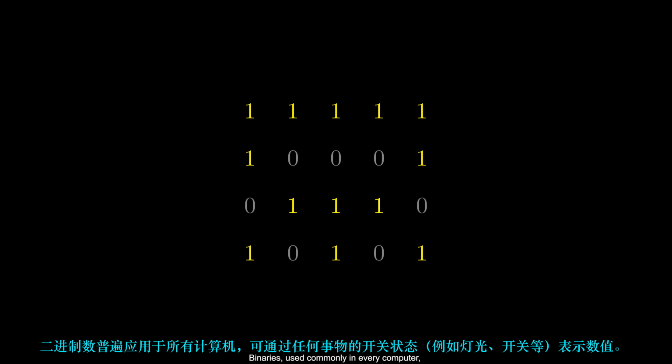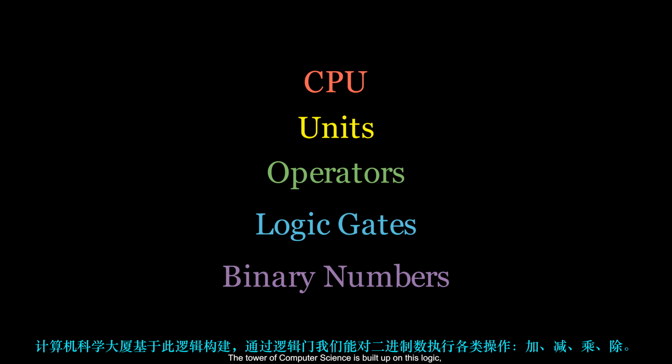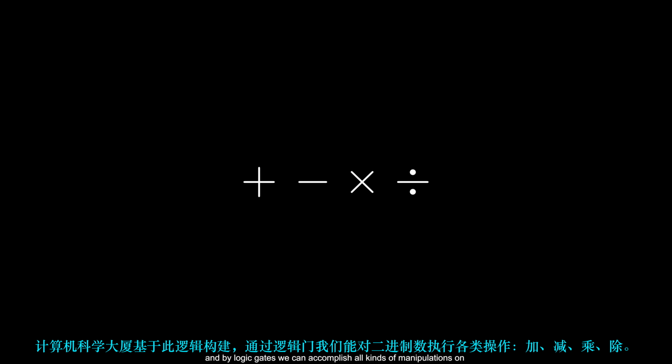Binaries, used commonly in every computer, can represent numbers and values by the on and off of anything. For example, lights, switches, etc. The tower of computer science is built up on this logic, and by logic gates, we can accomplish all kinds of manipulations on binaries: additions, subtractions, multiplications, and divisions.